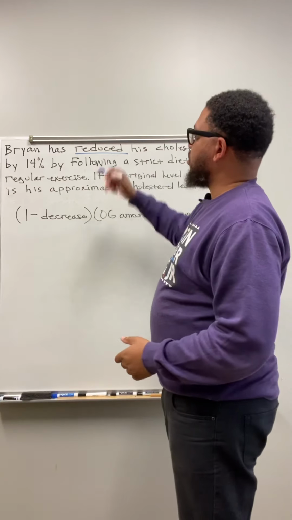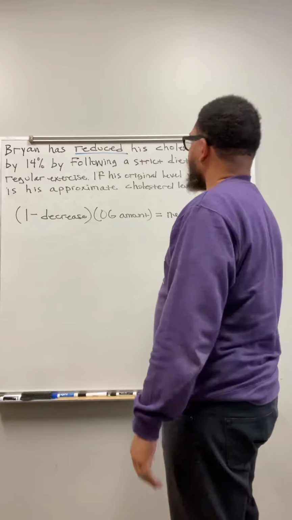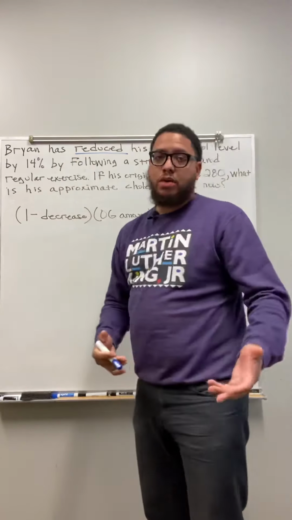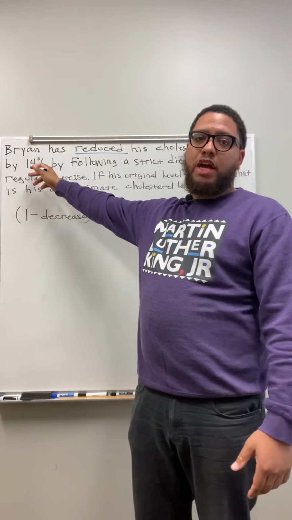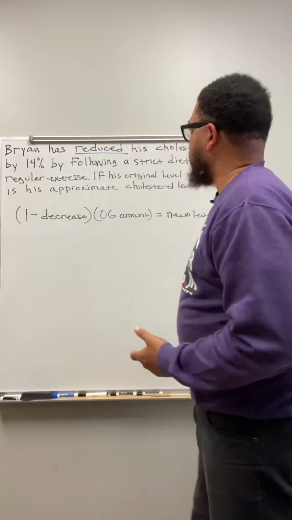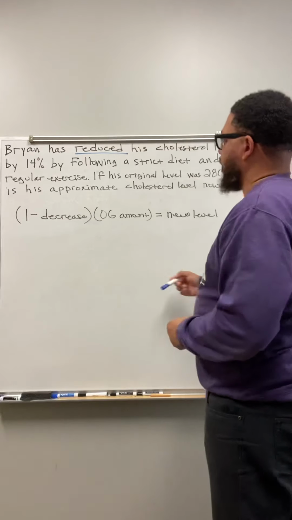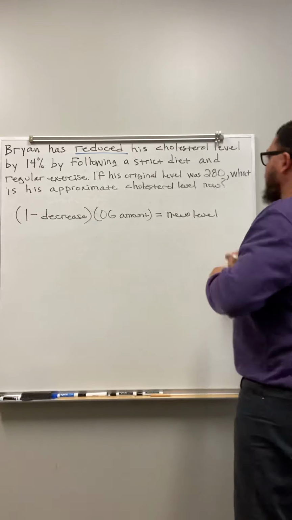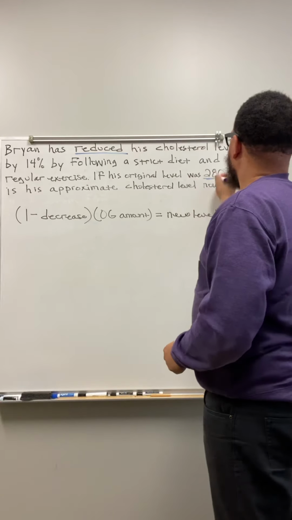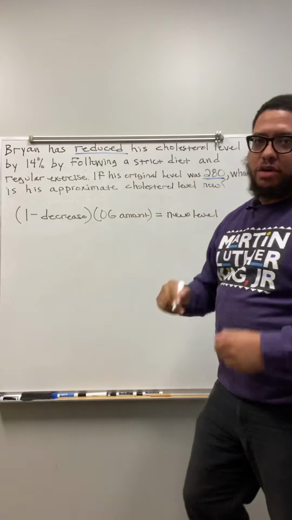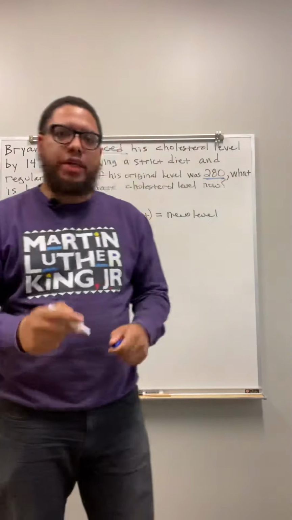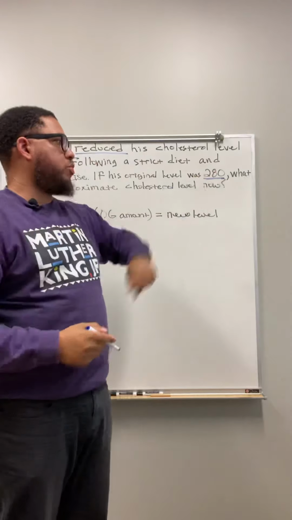So reduced means it went down. Now, it was reduced by how much though? 14%. It went down by 14%. So one way we could do this is, if his original level was 280, and that's important, original level, or his OG level, 280. It went down by 14% from 280.